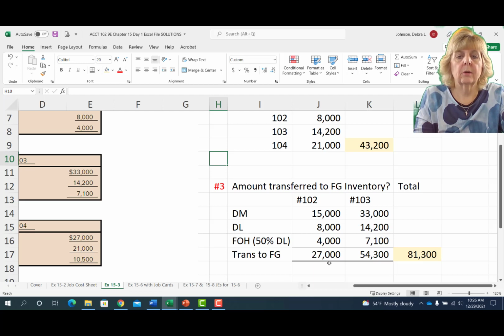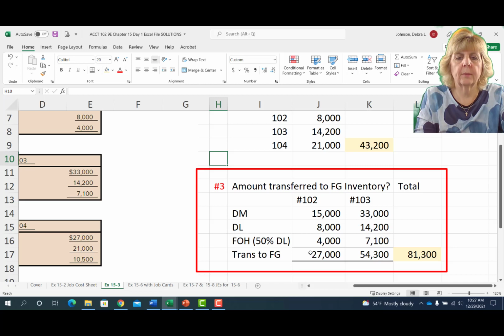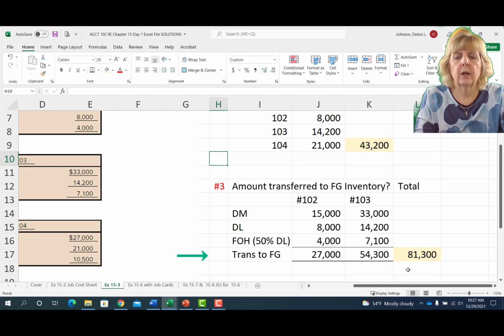Once again, in order for something to be transferred to finished goods, that means the job must be completed. The author told us that only 2 out of the 3 jobs were completed, and that was jobs 102 and 103. So we took the costs on those two jobs, added them up, and then came up with a total of $81,300 of work that was completed, and so that would have been transferred out of WIP and into finished goods.